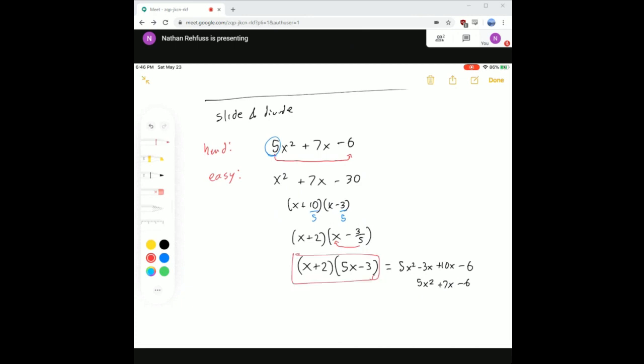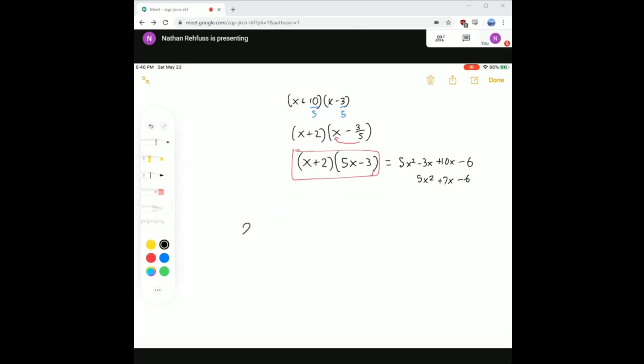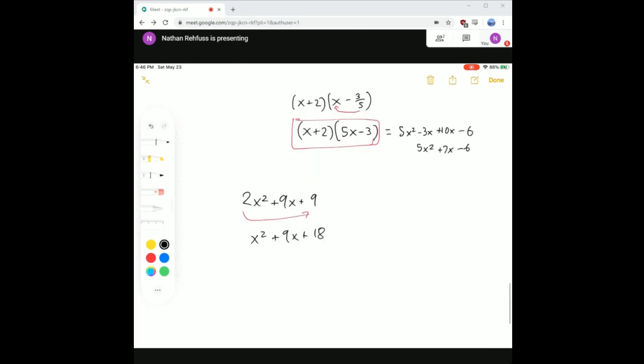So let's practice this a few times. Let's say I had 2x squared plus 9x plus 9. I'm going to slide. Different polynomial, easy one, x squared plus 9x plus 18. 18 is 6 times 3. This is x plus 6 times x plus 3. Divide.